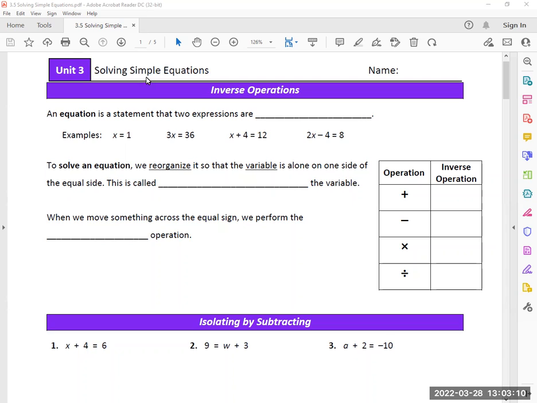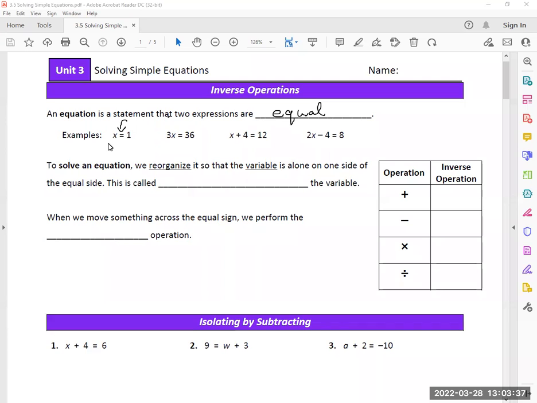Okay, once again, this would be the lesson right after solving problems with algebra with your geometry shapes and stuff. Solving simple equations. An equation is a statement that two expressions are equal. So it's not an expression. It's not just a sentence. An equation always involves an equal sign between the left side and the right side.